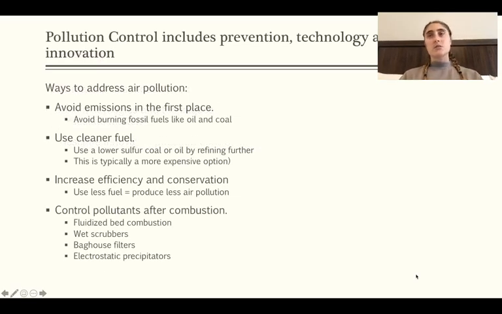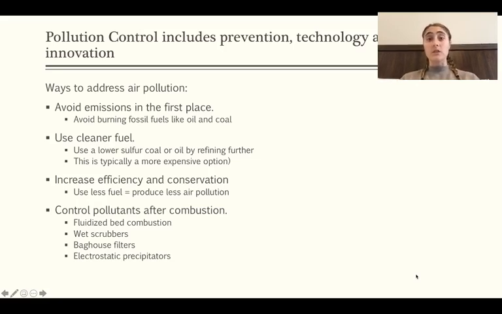So we're still continuing with this idea of air pollution. When we talk about how to eliminate air pollution, there's a couple things we have to look at. First, it's eliminating or avoiding using the things that are causing the emissions in the first place. So avoiding burning things like fossil fuels like oil and coal. If you can't avoid it, then try to use a cleaner version of that fuel, right? You can actually lower the sulfur content of coals and oils by refining them further.